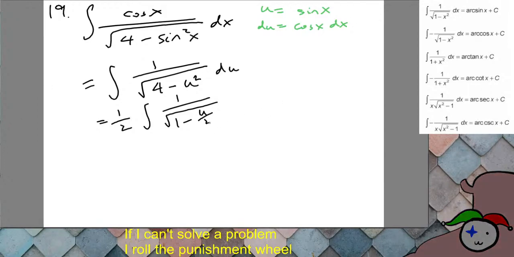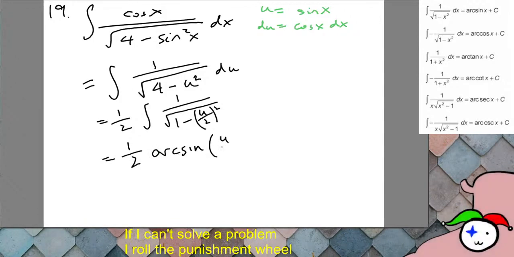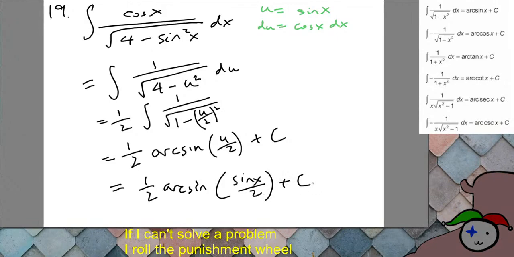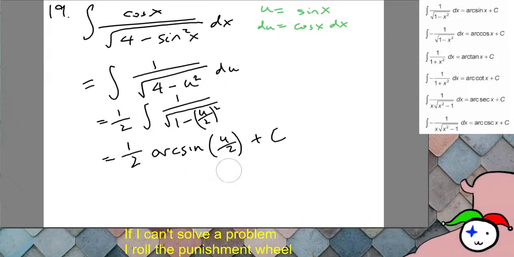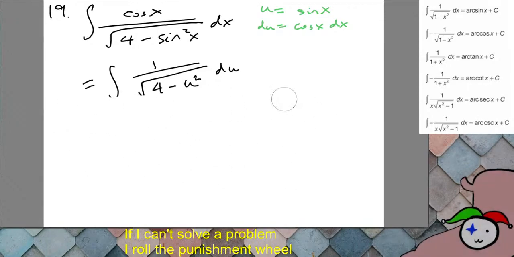I'll just do it's 1 over 2. Arc sine of u over 2. Let's see. Which is arc sine of sine x over 2. Wow, that felt dangerously quick. So, last one before my throat completely gives up on me.